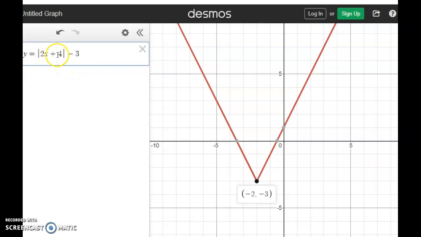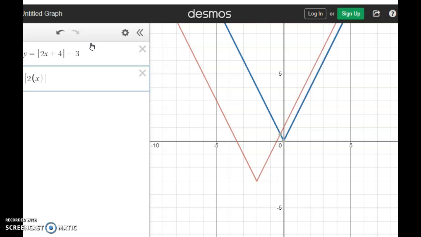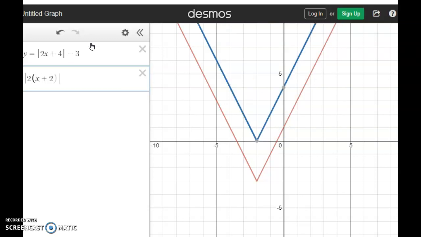And that should make sense, because what you could have done is factored out a 2 between those two things, and then you'd have x plus 2. Maybe I'll write that out for you. Factor out a 2, and then you have x plus 2, and then the minus 3.